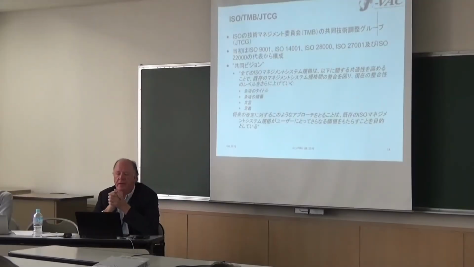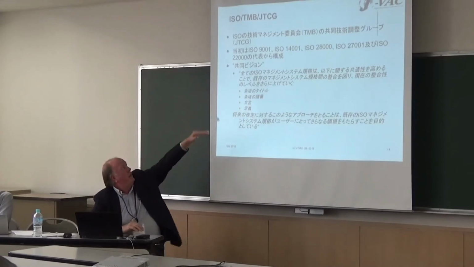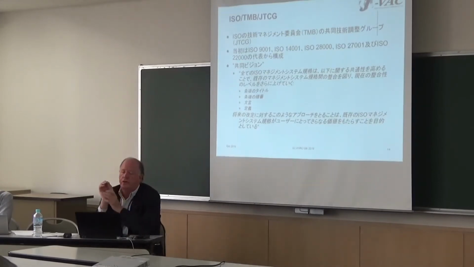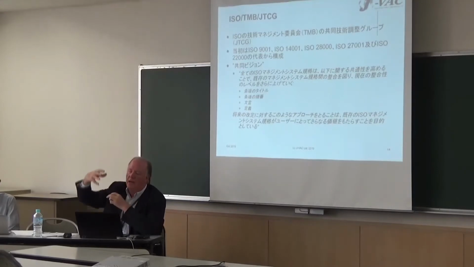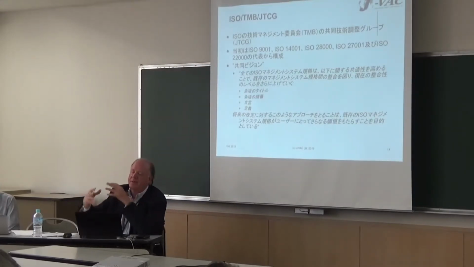And so at the end of the years 2000, somewhere around 2008, 2009, this group developed what it called the joint vision for all ISO management system standards. So that all ISO management system standards will be aligned, will seek to enhance the current levels of compatibility through the promotion of identical clause titles, sequence, text, and definitions.